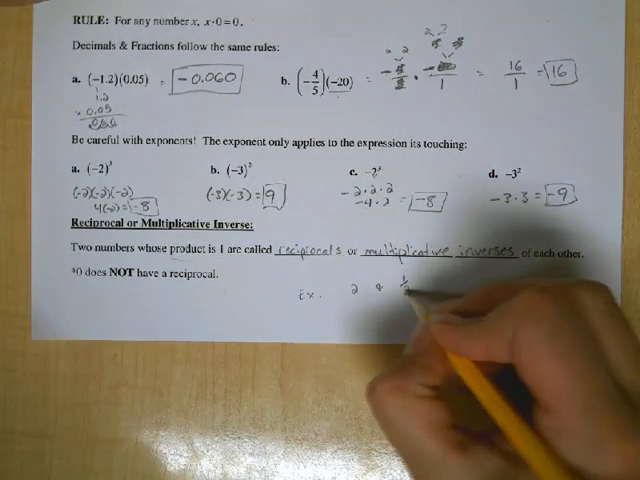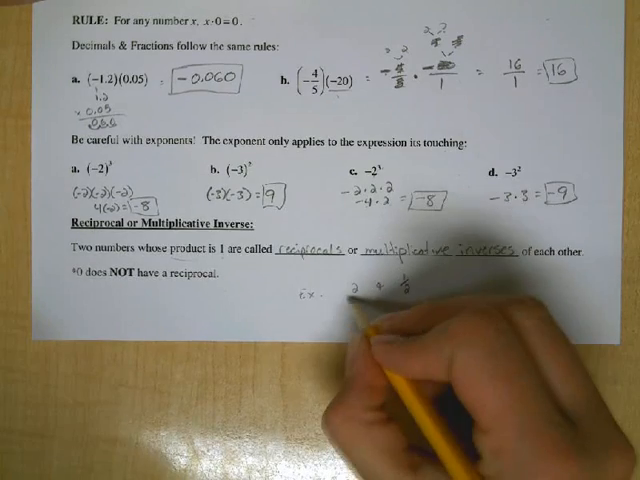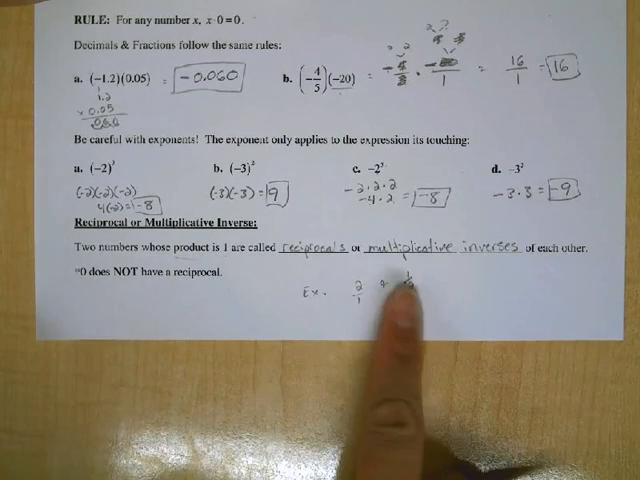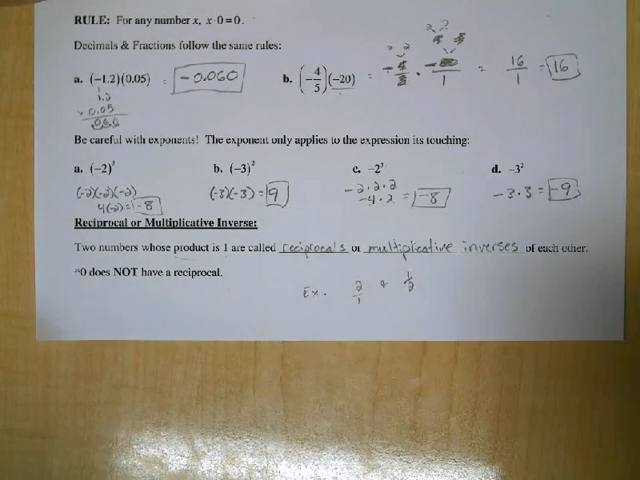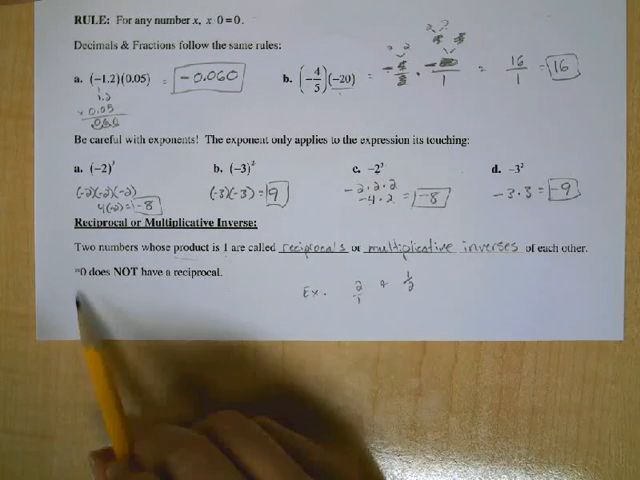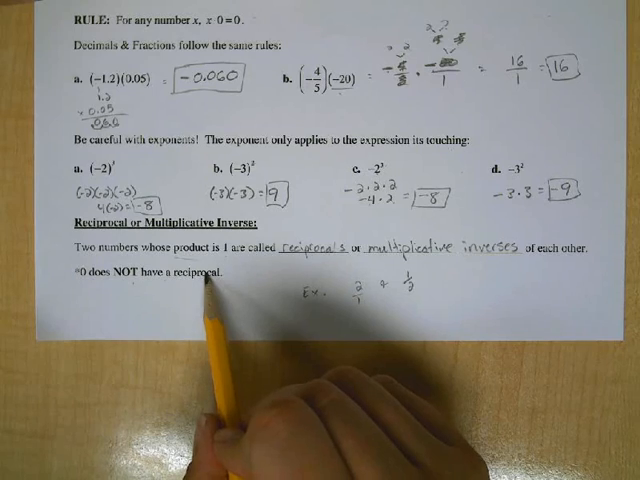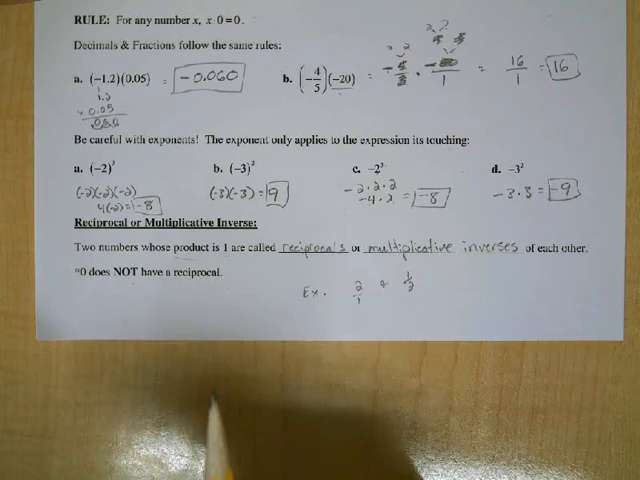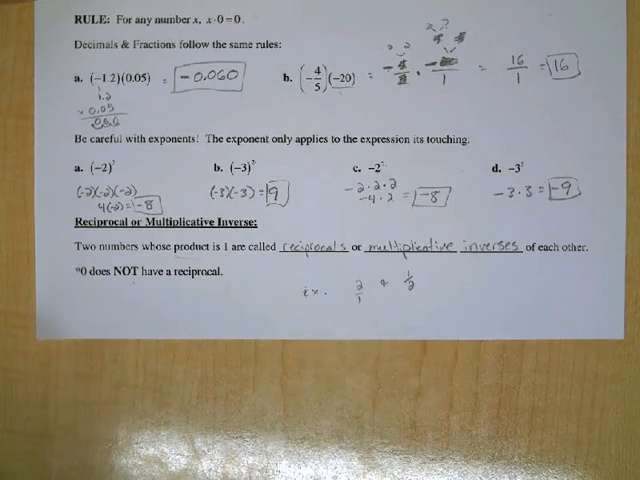Because if I multiply them, 2 times 1/2 would give me 2/2, which is equal to 1. So when you multiply them together, you should get 1. Notice 0 does not have a reciprocal. Okay, 0 does not have a reciprocal. And again, this is going to be a big math rule.